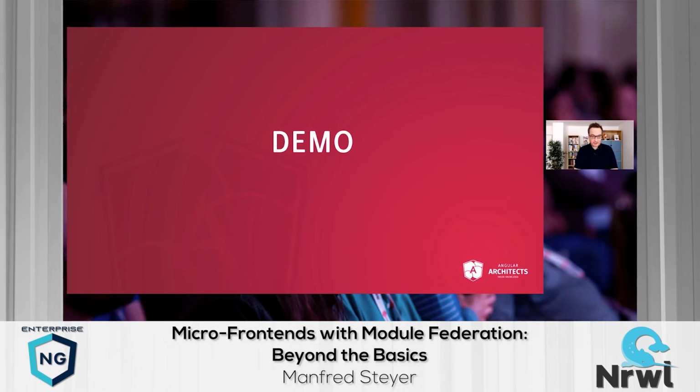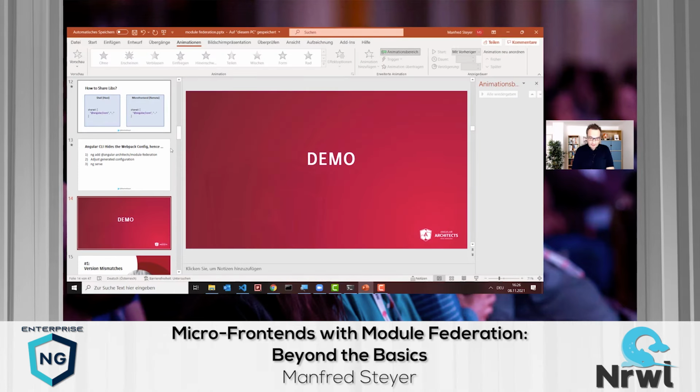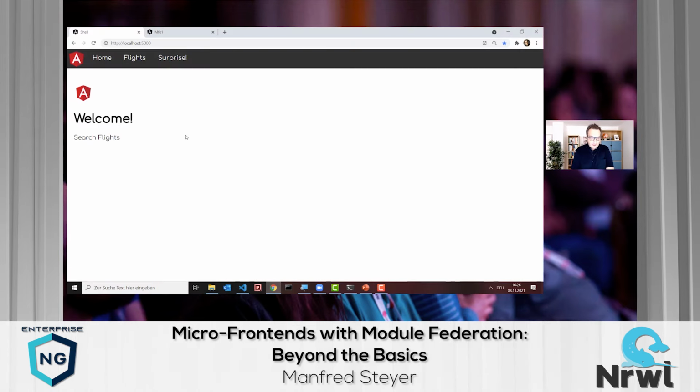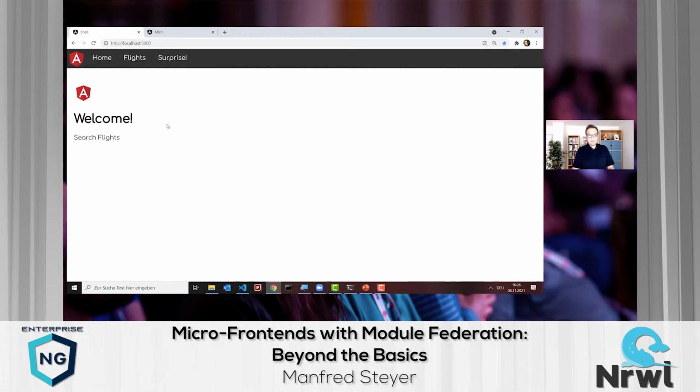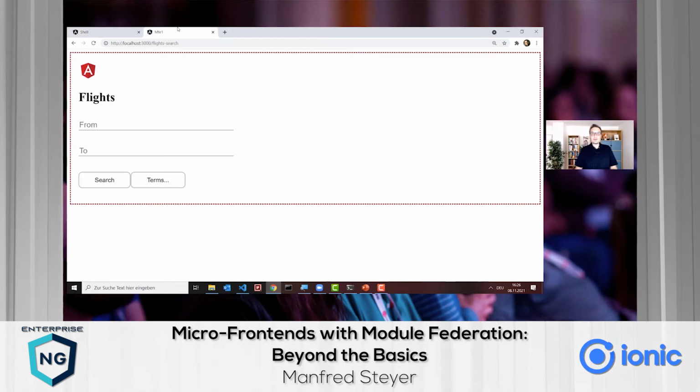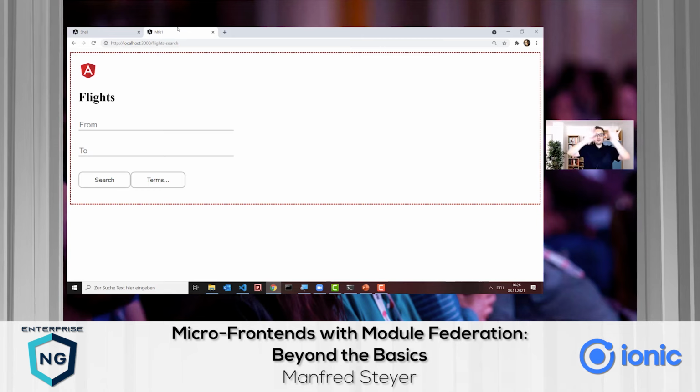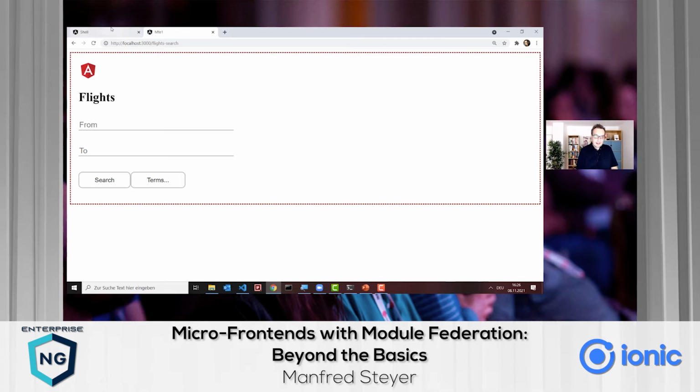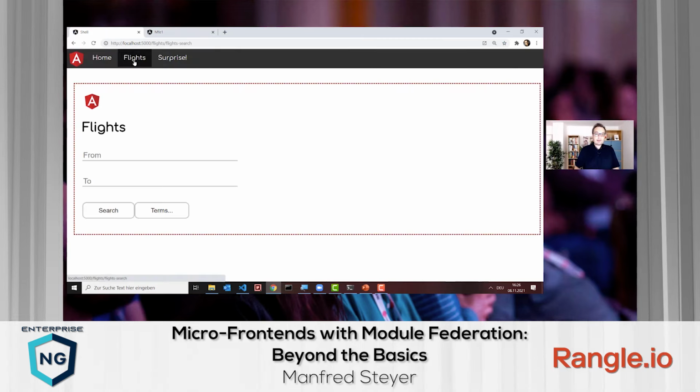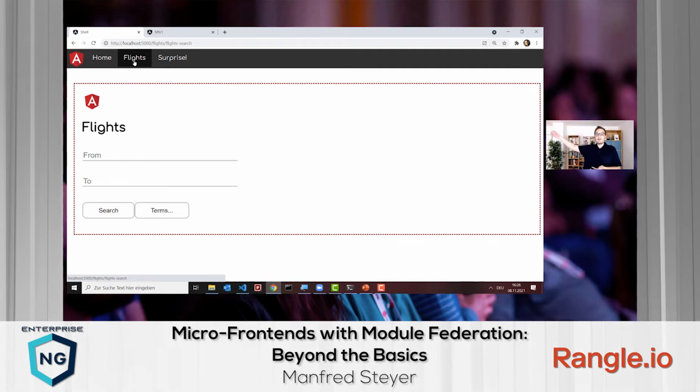And for this, I've brought a little tiny example. So let's have a look here at my example. This is my shell. This is my micro-frontend. It is located within those red dashed lines. And when clicking there, I'm loading my micro-frontend from over there.